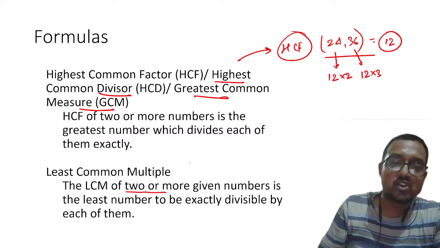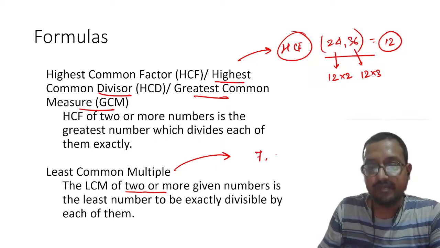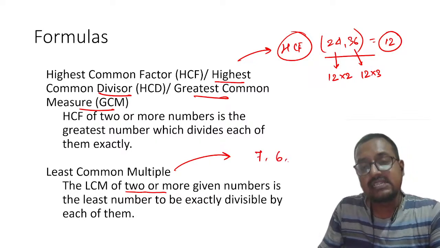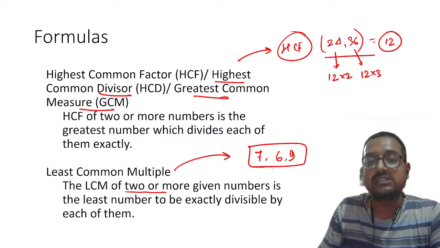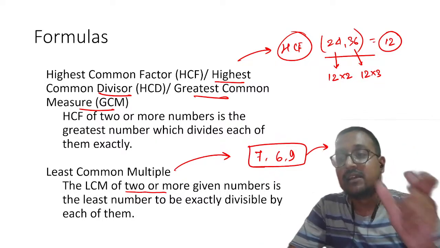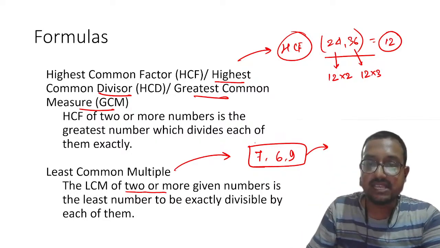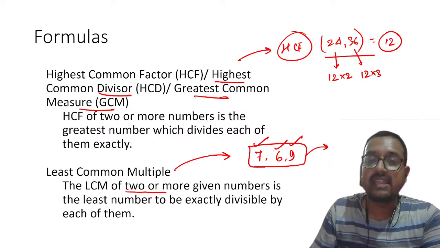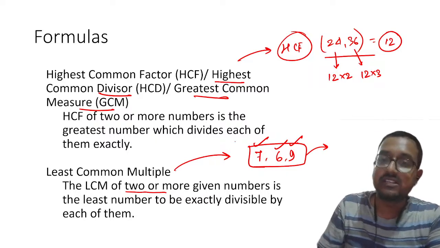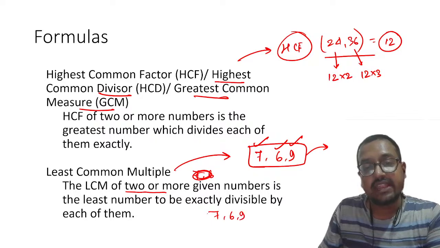Understood? Least common multiple, my dear students. Let us say 7, 6 and 9. There are three numbers. For this you have to find the least common multiple, that means a number which will be divisible by 7, 6 and 9. Understood? So my dear students, I can use the prime factorization method for 7, 6, 9 like this.